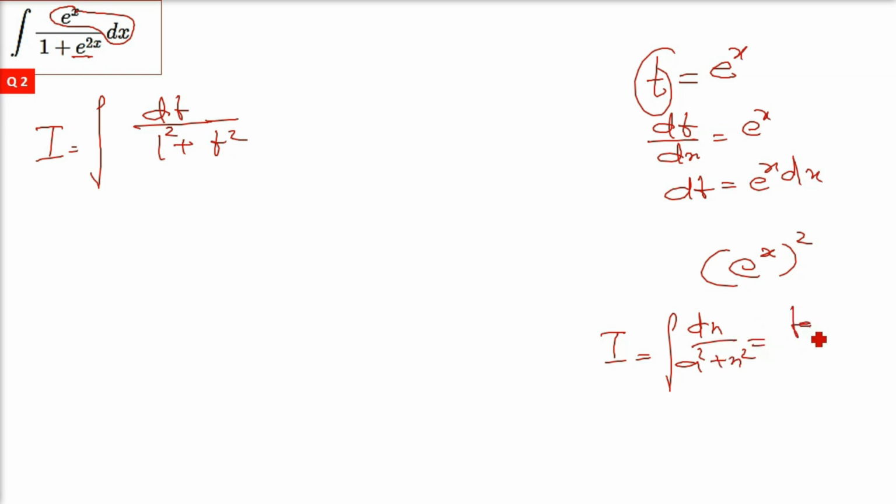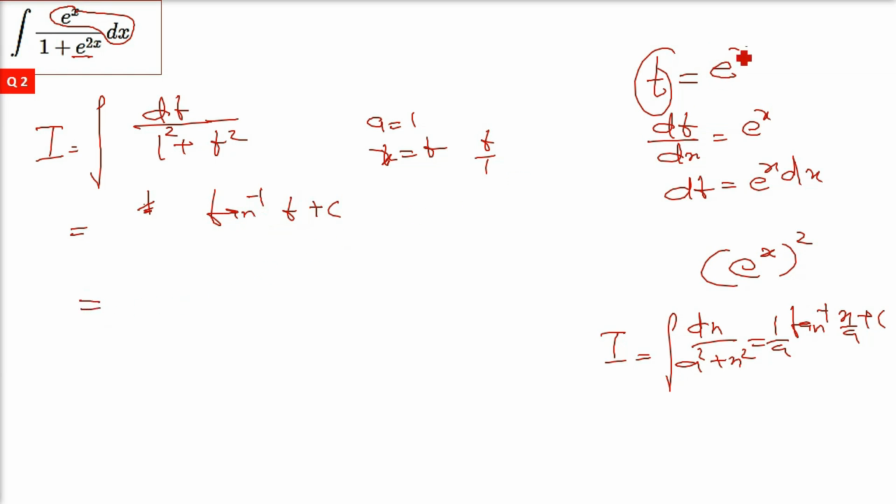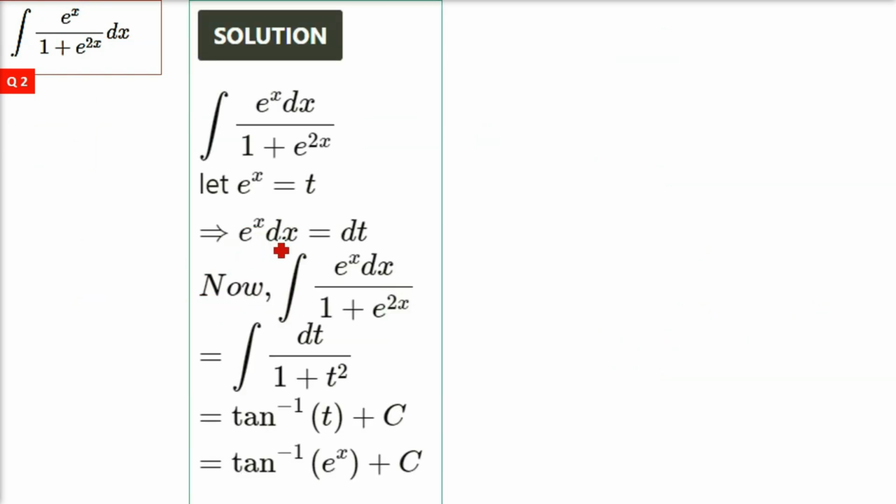If it is a square plus x square, it will be 1 by a tan inverse x by a. So let's write it, 1 by a tan inverse x by a plus c. This whole you have to use. Please remember a is 1 in this case and x, if you refer to the formula, x will be equal to t. So when we integrate this, this will be 1 by 1 tan inverse t by 1, which is eventually tan inverse t plus c. And t was taken as e raise x. So tan inverse e raise x plus constant of integration. So this is how it needs to be done.